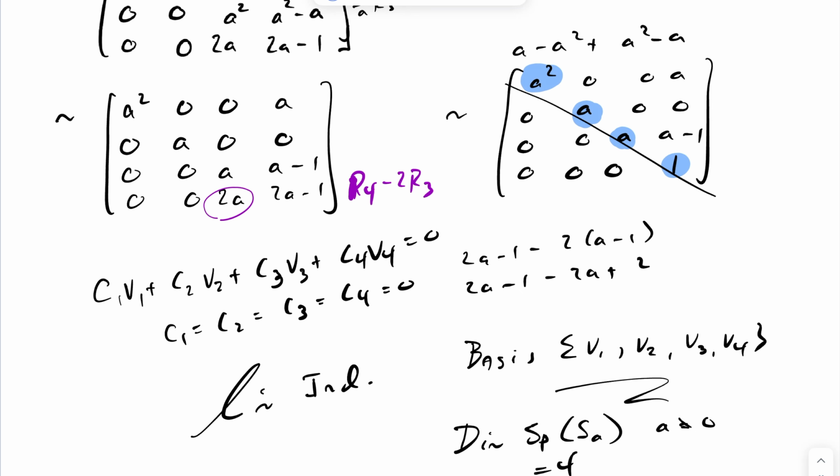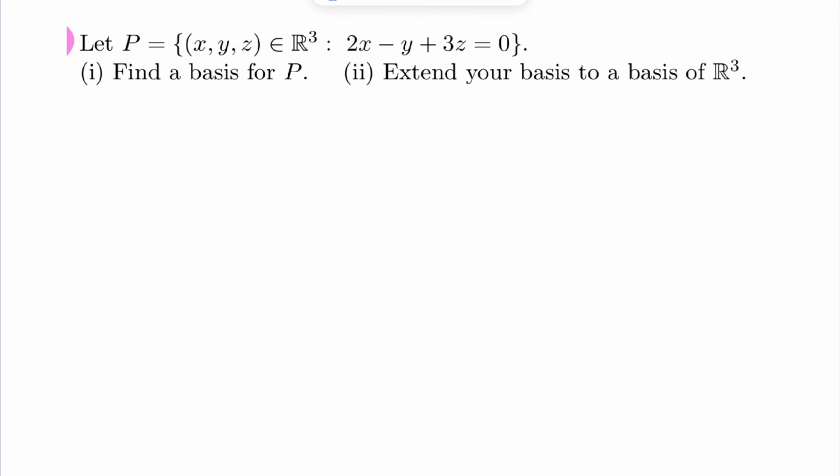All right, let's take a look at another problem. In the next problem here, we have a set coming out of R3, the collection of all triplets out of R3 that have this relationship: twice the first minus the second plus 3 times the third is 0. They want us to find a basis for P and extend to a basis for R3.